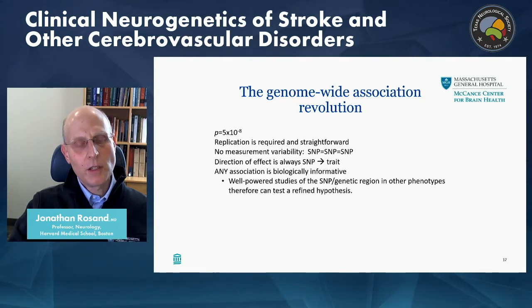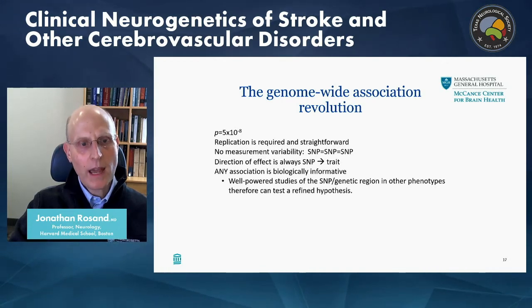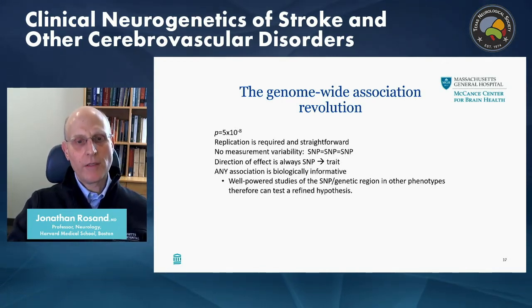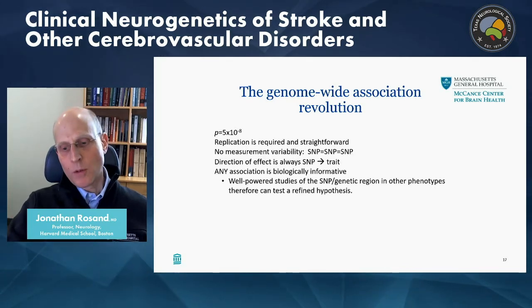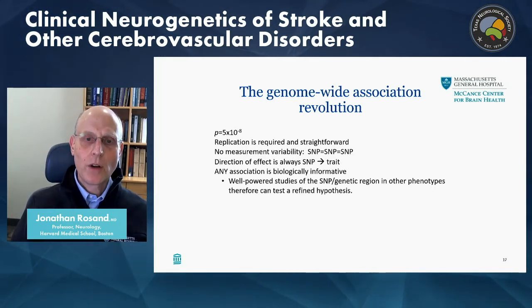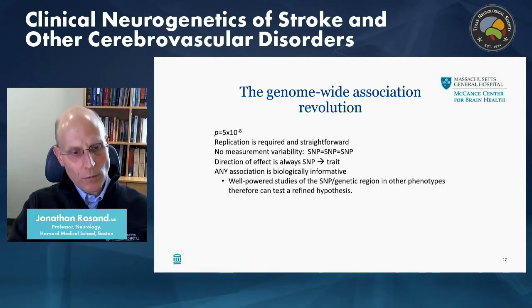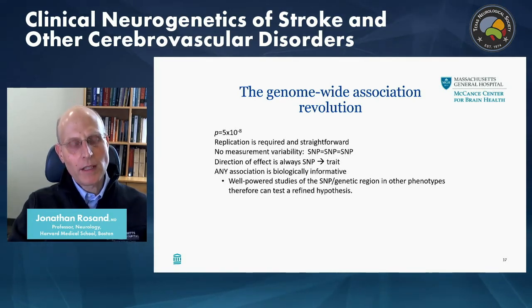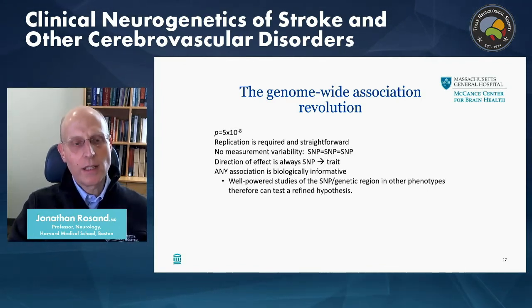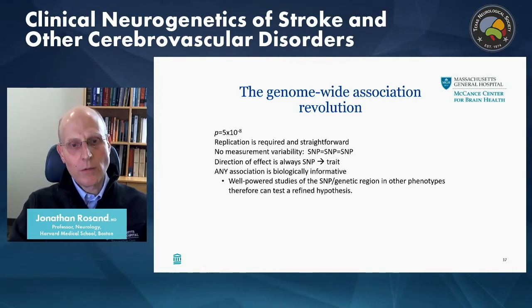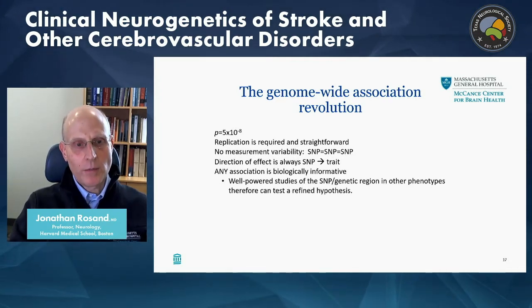And this also means that you can now test refined hypotheses once you have a genetic region identified because of a SNP in another phenotype. So once a SNP is associated with stroke, well, we know it has some biological impact on stroke. So testing its association with kidney disease means that we are testing a region of the genome with some impact on biology that is important to stroke, testing to see whether it also has an effect on kidney disease. So this allows you to really define the genome into biologically consequential regions.